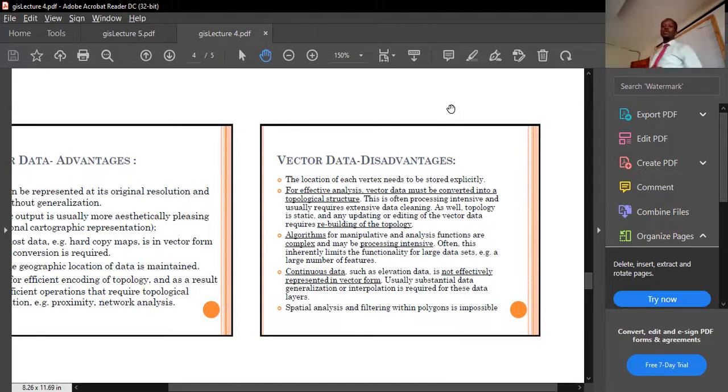The question is: continuous data such as elevation data is effectively represented in vector form. Those online, you can't take part in this, but they see what I'm doing. I think I should just stop screaming. Someone, Kofi, has given us a nice idea.